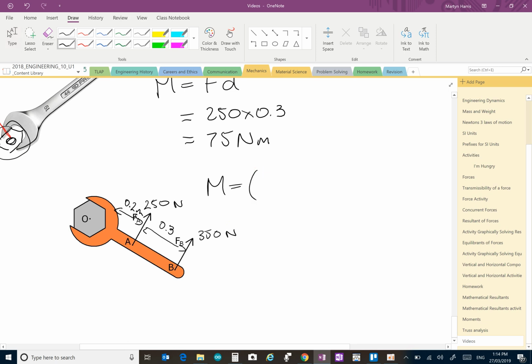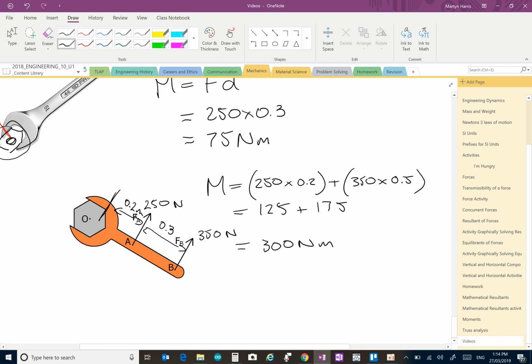Okay, in brackets, force times distance. So we have 250. The distance away from the fulcrum is 0.2 of a meter, plus the next moment acting. So we've got 0.2 plus 0.3, so the complete distance from the fulcrum is 0.5, and we've got 350 times 0.5, and we can work that out. So 250 times 0.2 is 50, plus 350 times 0.5 is 175. So therefore we've got a total of, what's that? That's 300. So 300 Newton meters. Hope all my calculations are correct there.